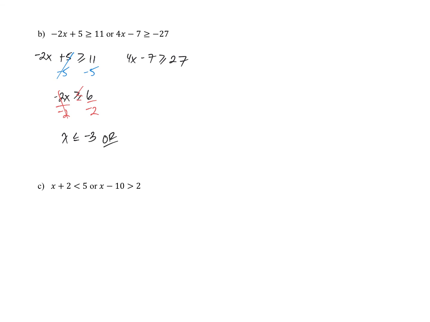And we have an or going on, and we solve the other side. Subtract 7 from both... oh, sorry, that should be a -27 there. And we're going to be adding 7 to both sides. So we'll end up with 4x is greater than or equal to -20. Dividing both sides by 4, it's a positive, so we don't need to worry about flipping the sign. And we get x is greater than or equal to -5.